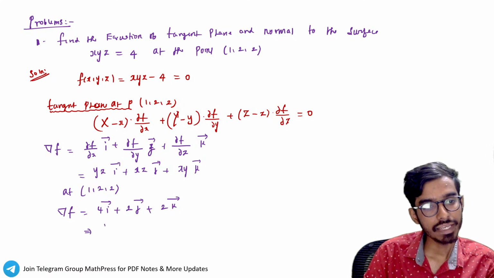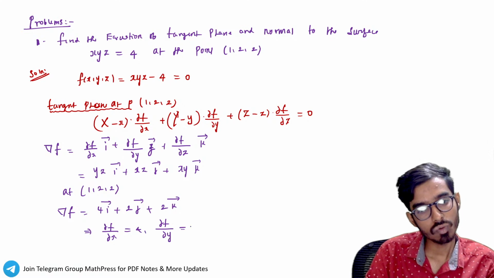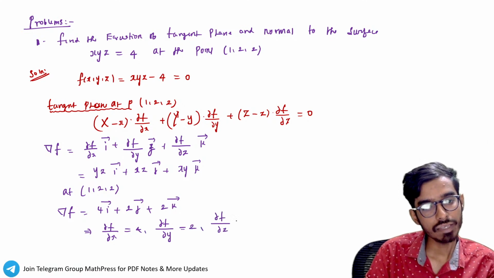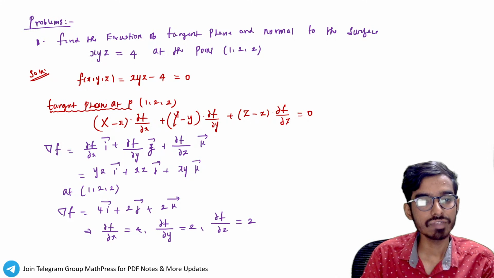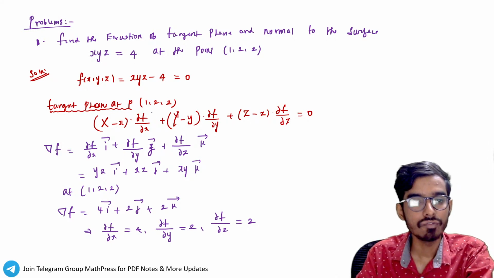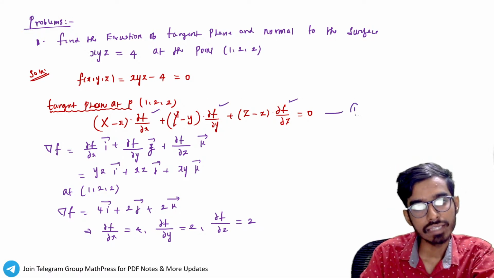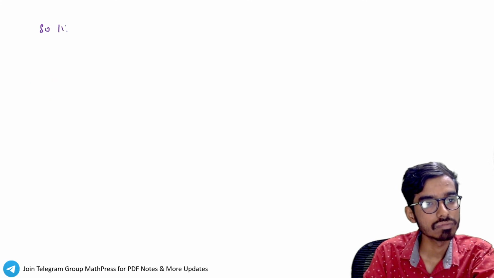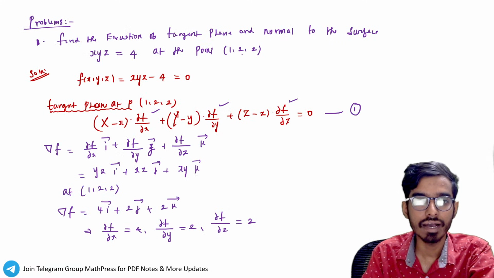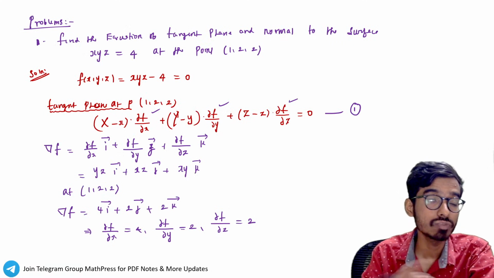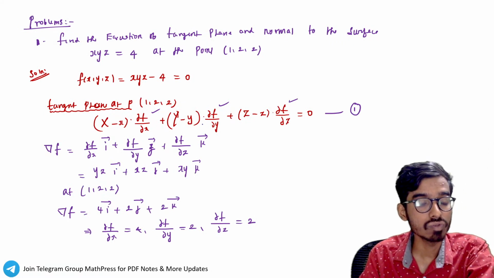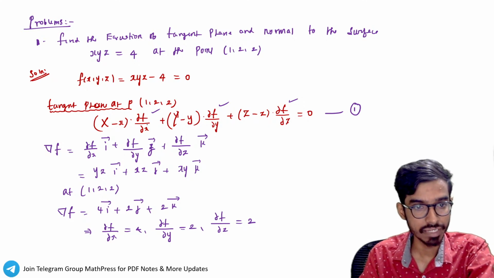That implies ∂f/∂x is 4, ∂f/∂y is 2, ∂f/∂z is 2, right? Because grad f is ∂f/∂x i, ∂f/∂y j, ∂f/∂z k. Just compare this, right? So we have found ∂f/∂x, ∂f/∂y, ∂f/∂z. Let us call this 1. So you find the gradient of f at this point. After that, equate the coefficients, which will be ∂f/∂x, ∂f/∂y, ∂f/∂z.